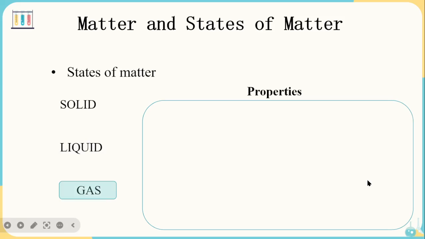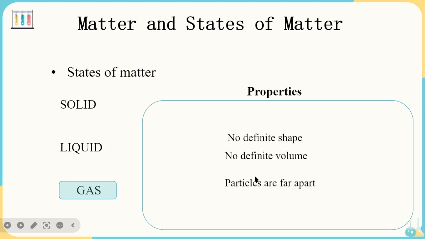So here are some gas properties. Property number one, no definite shape, no definite volume, particles are far apart, and easily compressed.